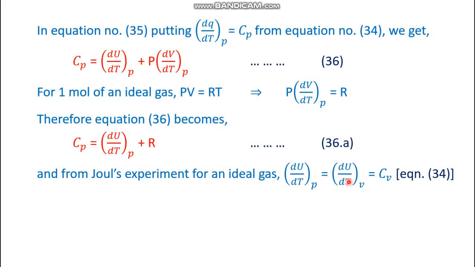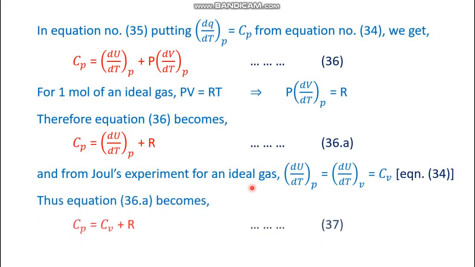But from equation number 34, (dU/dT) at constant volume is actually equal to the heat capacity at constant volume, Cv. So here in this equation number 36a, we can easily write Cv, and this way we get equation number 37, which is actually Cp equals Cv plus R, and we all know this, that Cp minus Cv equals R. In equation number 37, this fact is reflected.